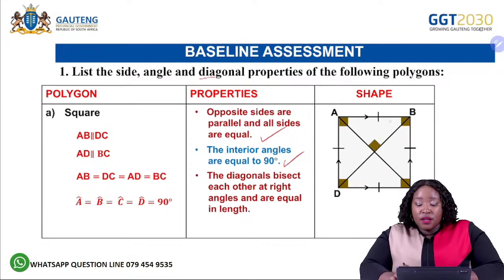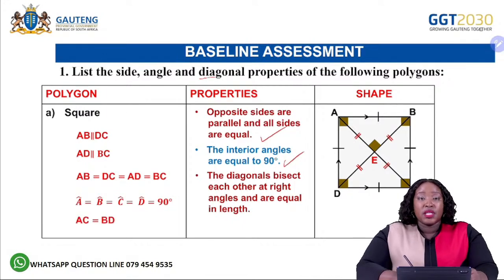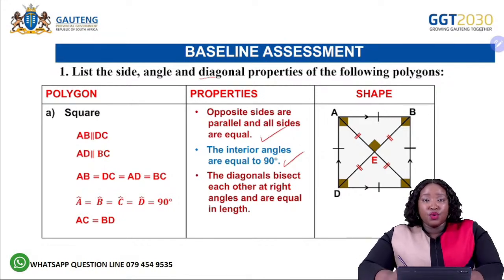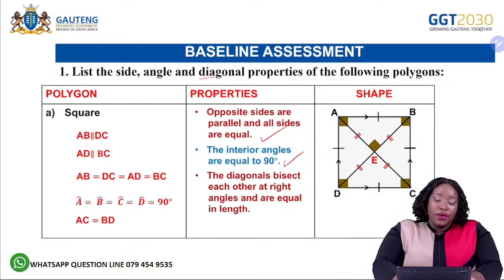So that means that all the sides, if we call the center where they meet E, AE would be equal to EC, and DE will be equal to EB. Okay, so all of them are actually equal to each other as well. Right, so that's how we would write that the two diagonals are equal. AC is equal to BD.